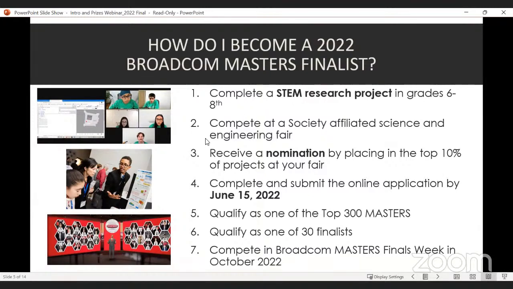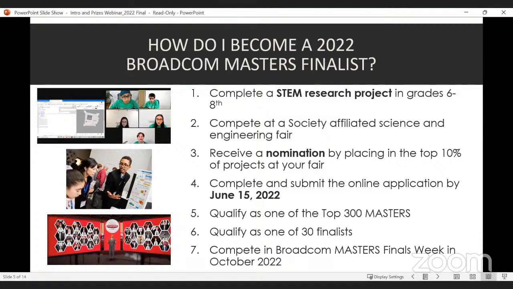So how do you become a Broadcom Masters finalist? The first thing you have to do in order to be considered for the Broadcom Masters is to complete a science or engineering project. You must then enter your project into a society-affiliated science and engineering fair. You can check if there's an affiliated fair near you by searching the website findafair.societyforscience.org. The next step is to receive a Broadcom Masters nomination by placing in the top 10% of projects at the fair, which for those of you watching, you've already done, so congratulations.